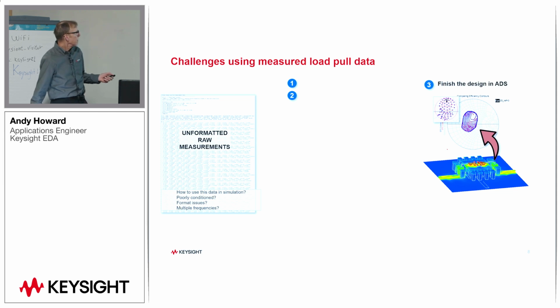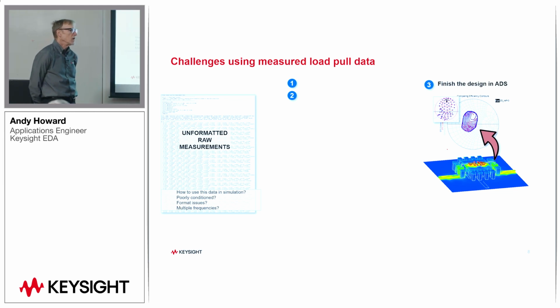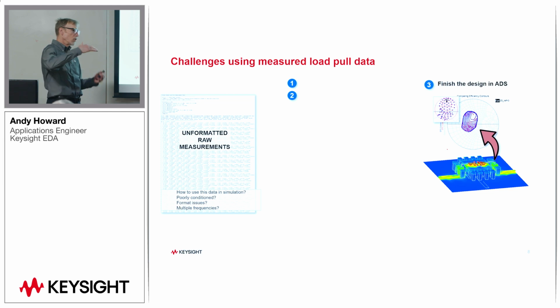The data is typically unformatted, raw measurements. Is it measured with the load matching or without matching? It's usually measured without matching. The load is tuned. So you typically have an unmatched transistor, and the load is tuned, and we're trying to see how the performance from the transistor varies as we tune the load.